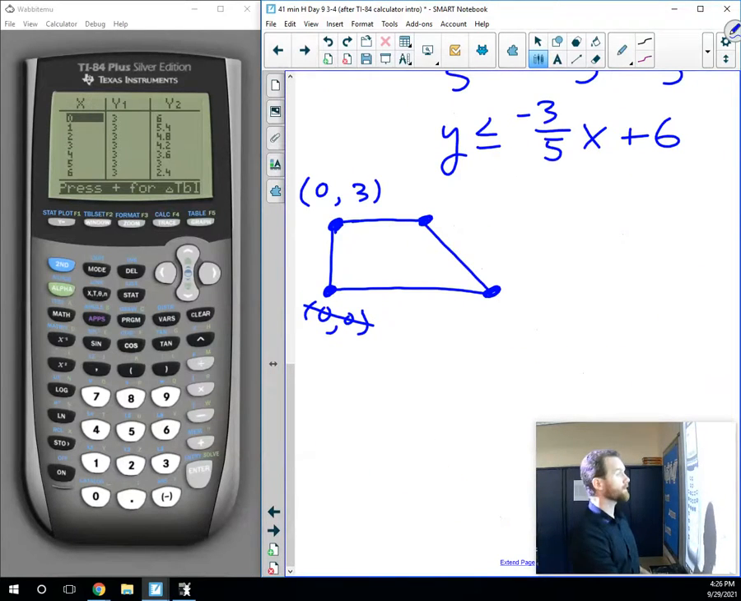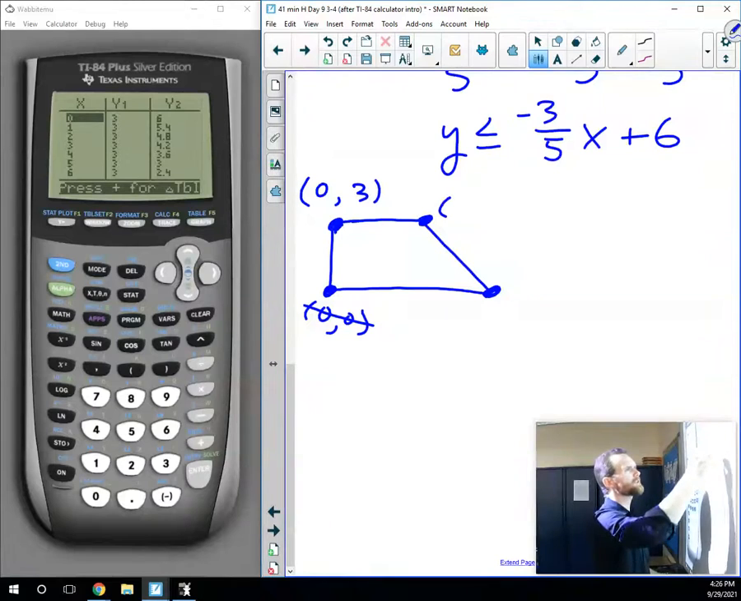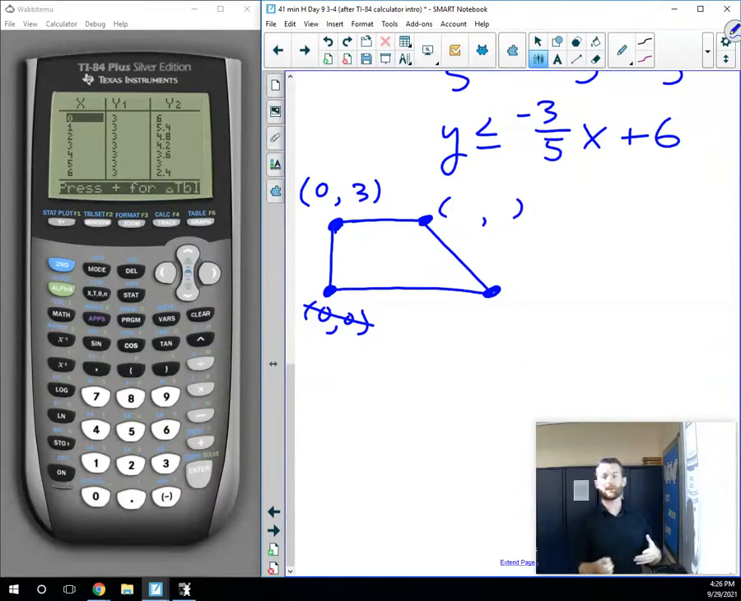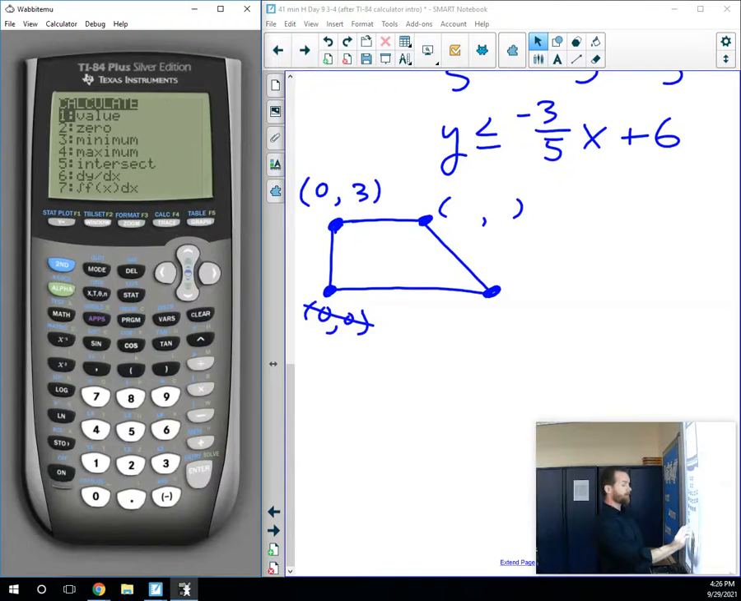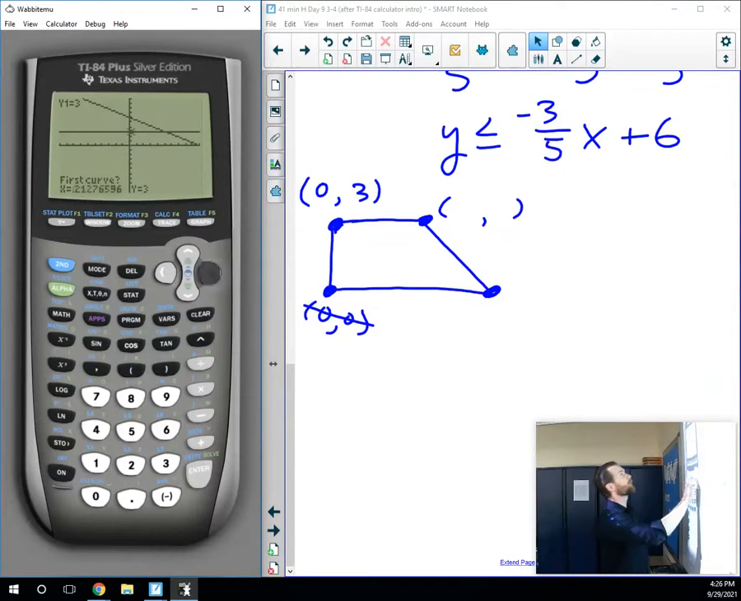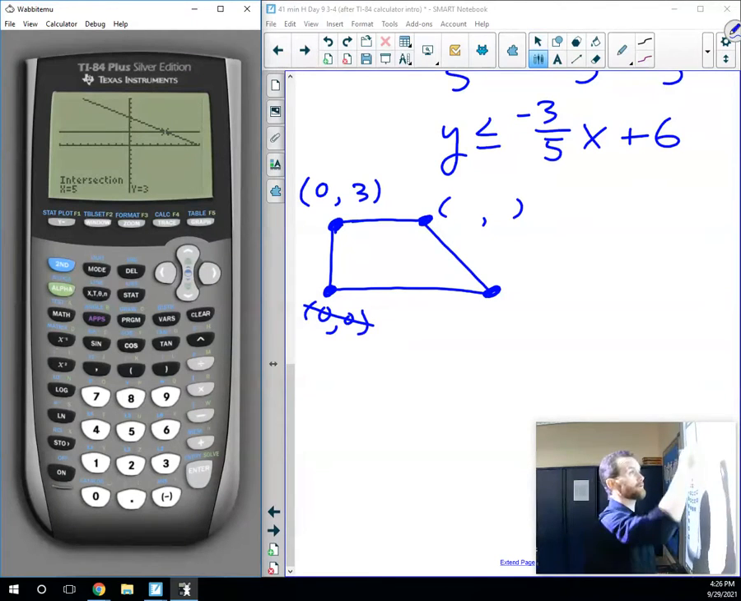Now, we're just moving right along. What's this point going to be? Well, that point's going to be where they cross, so that's an intersection. We know how to find an intersection. We just hit second, calculate, 5 for intersect. I'm going to move over to get closer to this intersection. I think that should be close enough. I'm going to hit enter, enter, and enter. And there we go. The intersection is (5, 3).